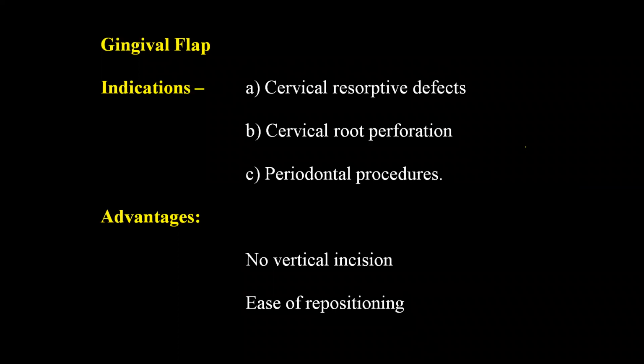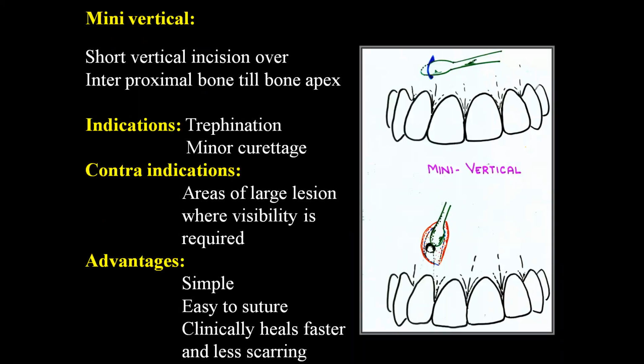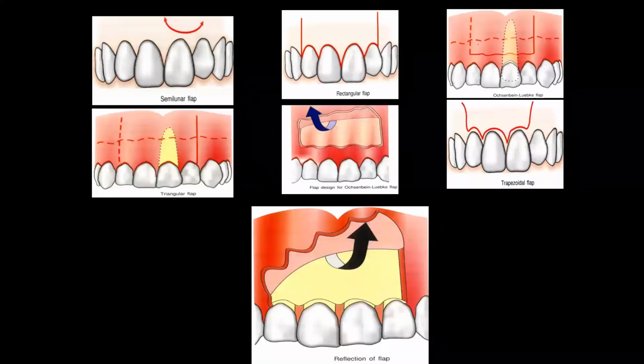Gingival flap is used in perio for small periodontal procedures. Mini vertical, for any trephination, minor curettage, we can use. Small procedures we can use. So at least by understanding this, you can draw these line diagrams in the exams. It is easy for you to draw different types of flap: trapezoidal flap, rectangular flap, triangular flap, Luebke-Ochsenbein flap. So these are line diagrams. At least we expect you to draw the diagrams if a flap design question is asked.